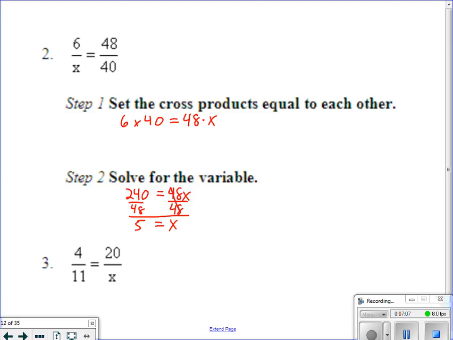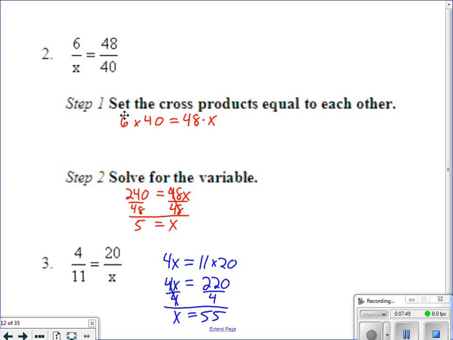And then last one here, number 3. We've got our cross products here, so I can take 4 times x. 4 times x is going to be 4x. And then I have to take 11 times 20. Okay, so we've got 4x equals 11 times 20 is 220. So we divide by 4. And our 4's cancel. We're left with x equals 55.